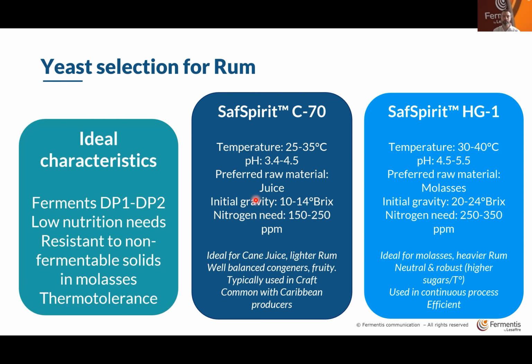Preferred raw material would be juice, and then it would be, let's say, a lower initial gravity, and also a lower nitrogen need. And on the opposite, is strain HG1 that can withstand a little bit higher temperature, that will work better with molasses, and that will bring you higher potential alcohol, so you can use a higher initial gravity, but at the same time, higher amount of nitrogen need.